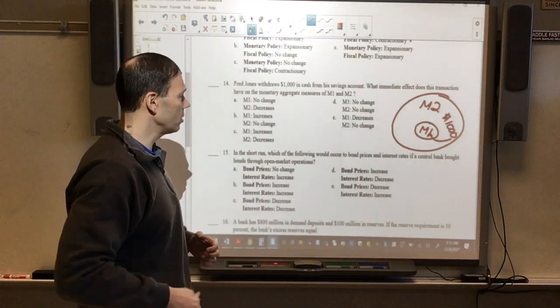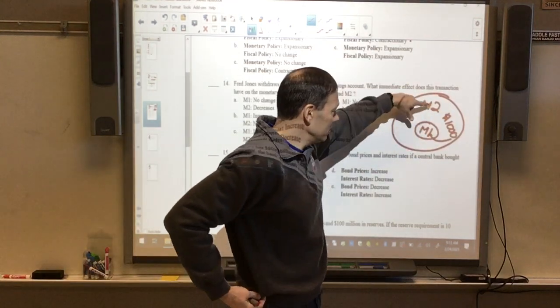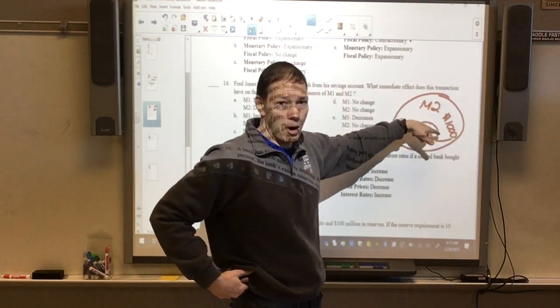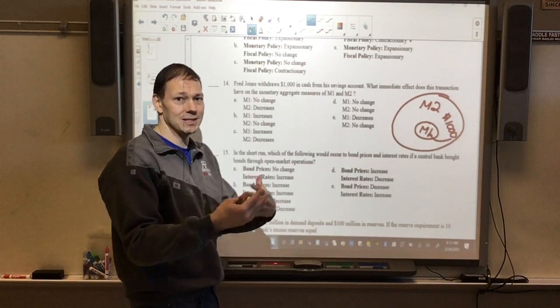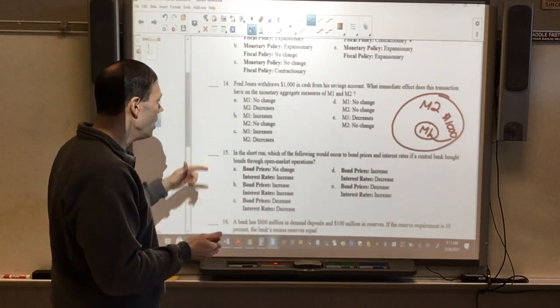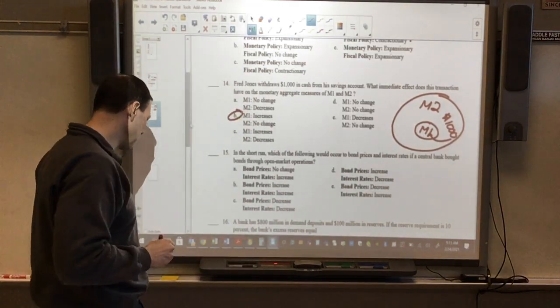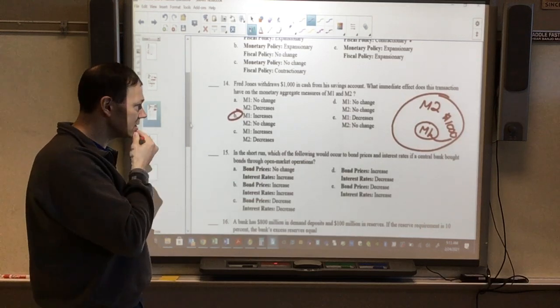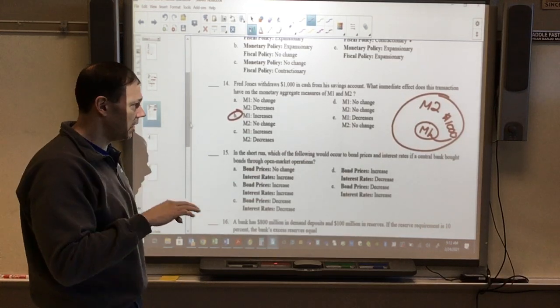So our M1 is going to increase, but because M2 consists of M1 already, M2 doesn't change. That money is still considered M2. So best answer here for 14 is B. We see M1 increase because of that, and then no change in the M2.